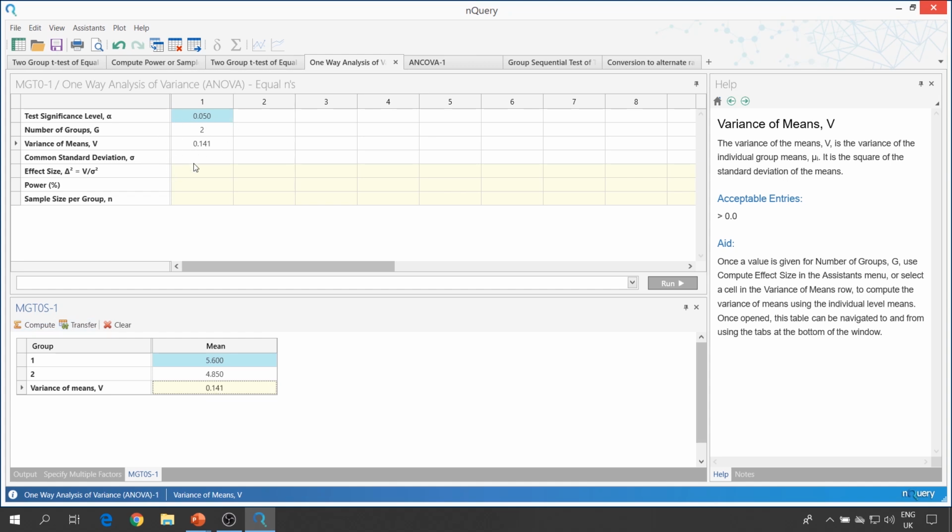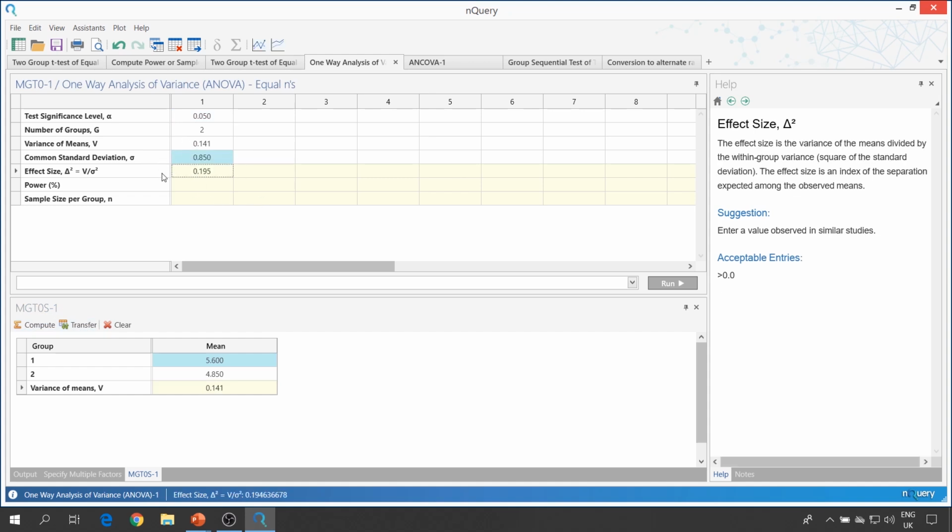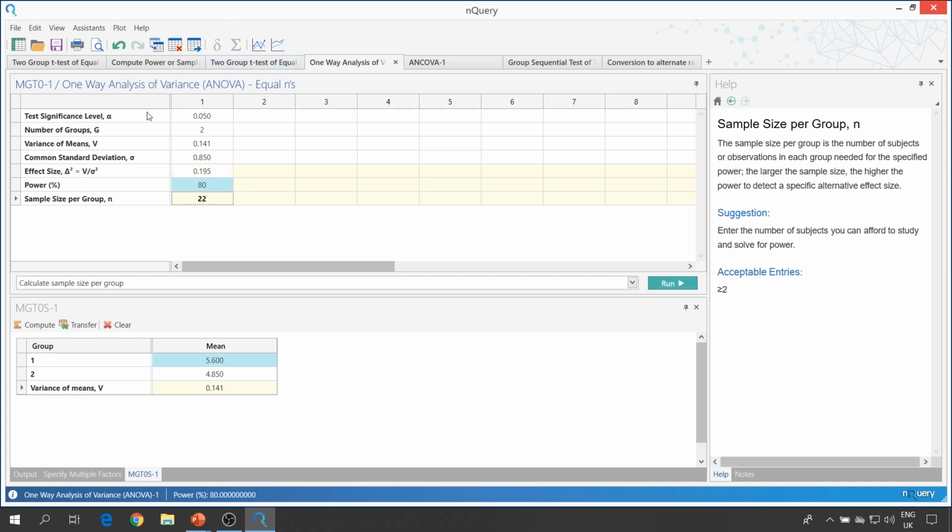We'll get this variance of means, and the common standard deviation, or within group standard deviation, still has the same definition, giving this smaller effect size here. We have our power of 80 and we get 22 per group. Okay, nothing too difficult here.